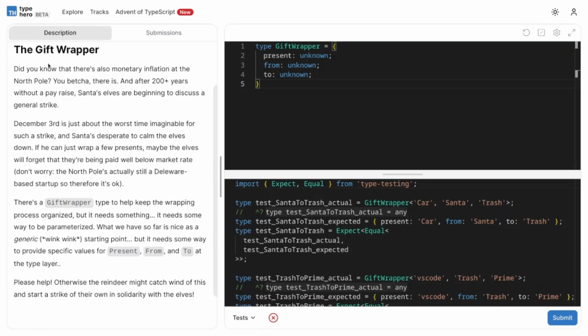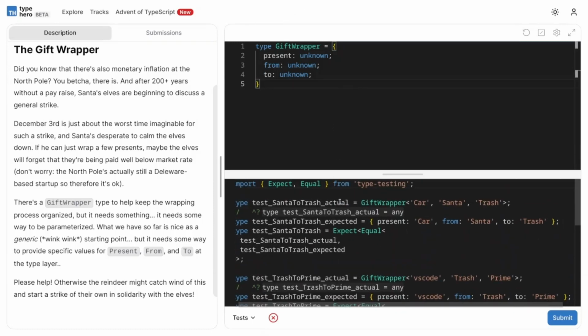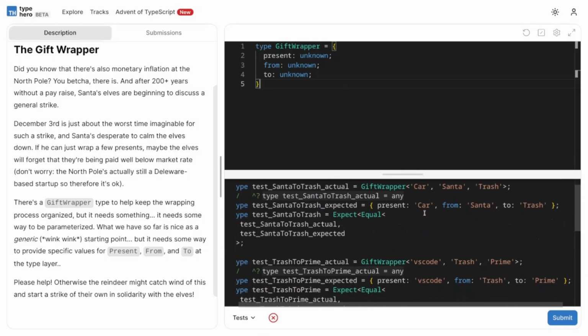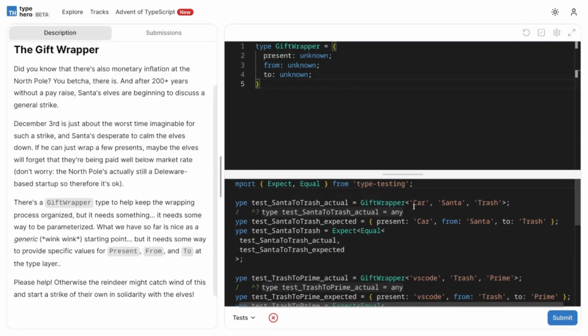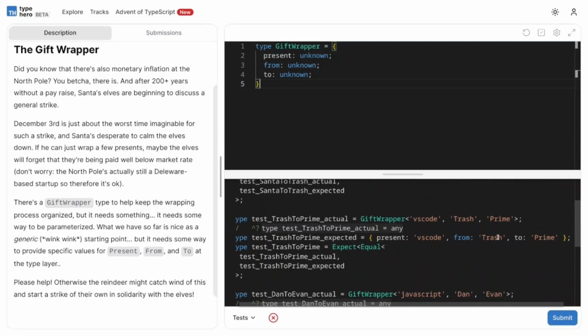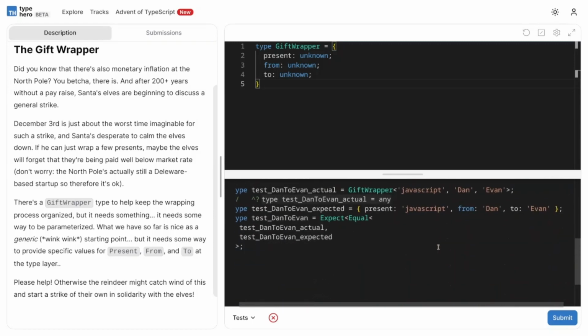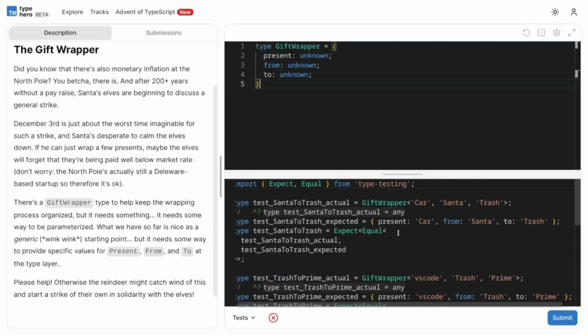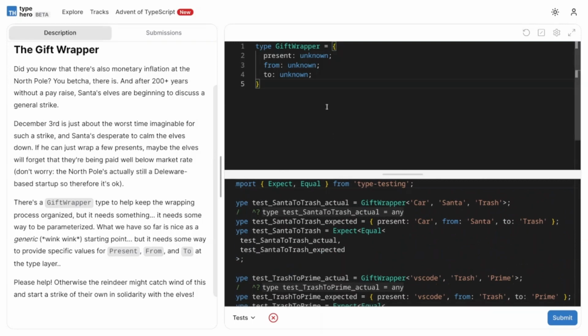So, we have a type GiftWrapper, and if we go to tests, we can notice that the car, Santa, and trash should be Art, Santa, and the trash, and VS Code, trash, and prime should be VS Code, trash and prime, and they're different things, and generics can help us.